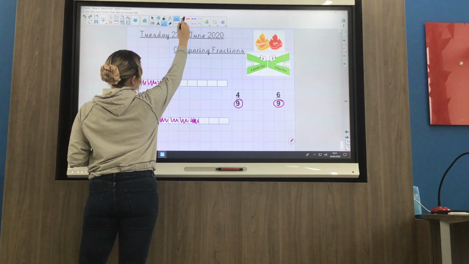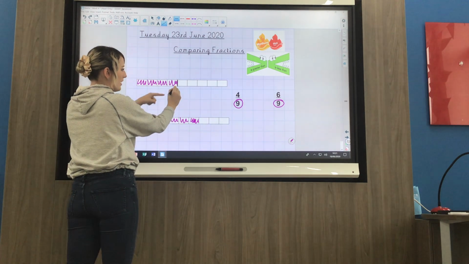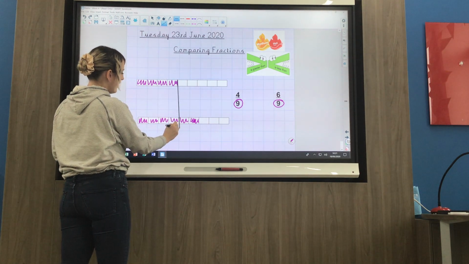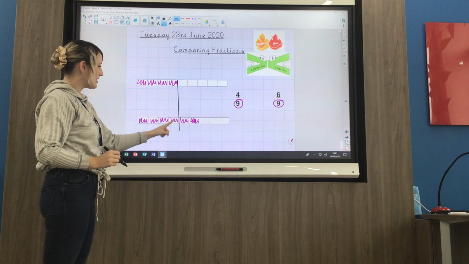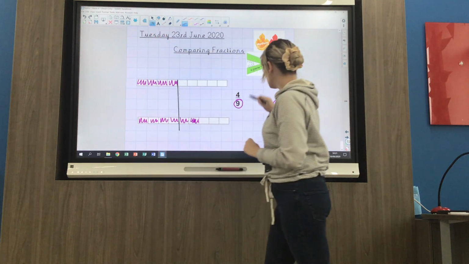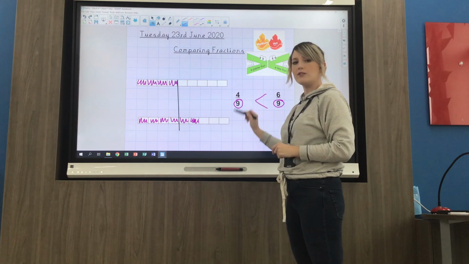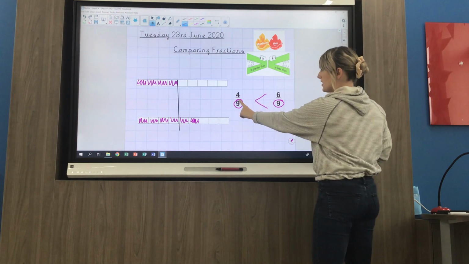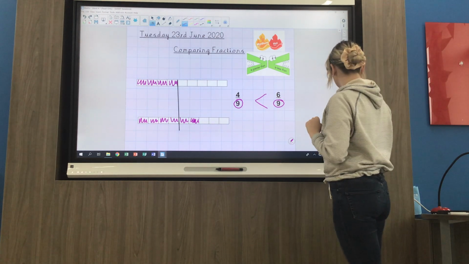Now, I'm going to use my ruler, although I don't think I really need it. There's 4 ninths. You can see, I'll do it like that, that 6 ninths is bigger. Okay, so the greedy crocodile is going to eat 6 ninths rather than 4 ninths. So 4 ninths is less than 6 ninths.